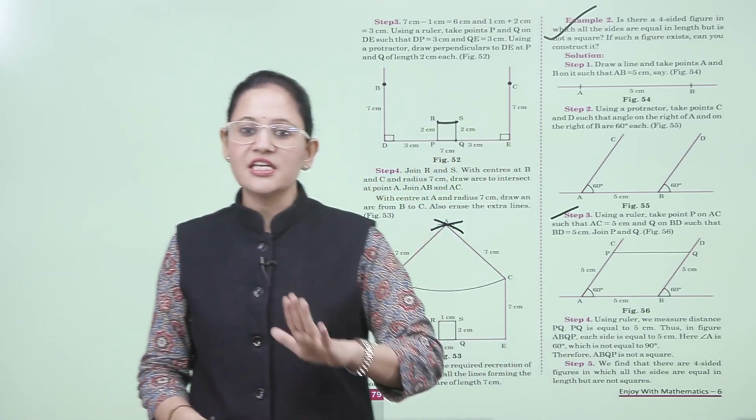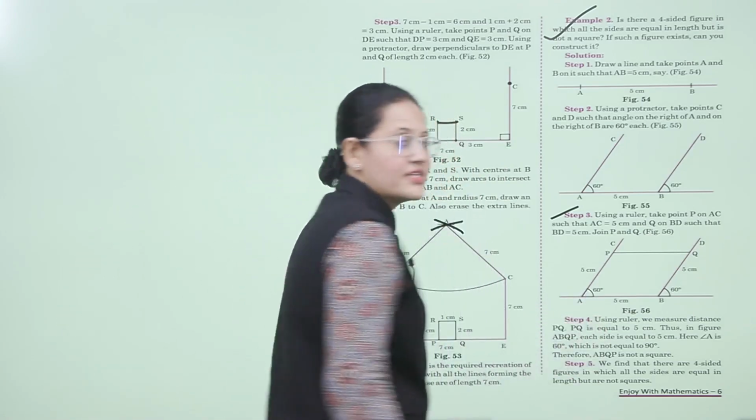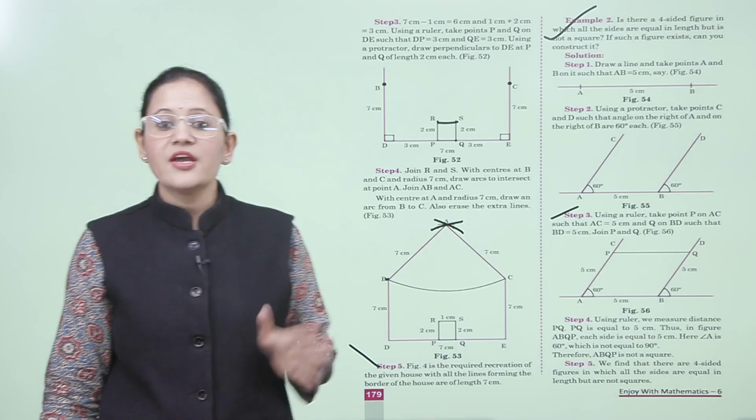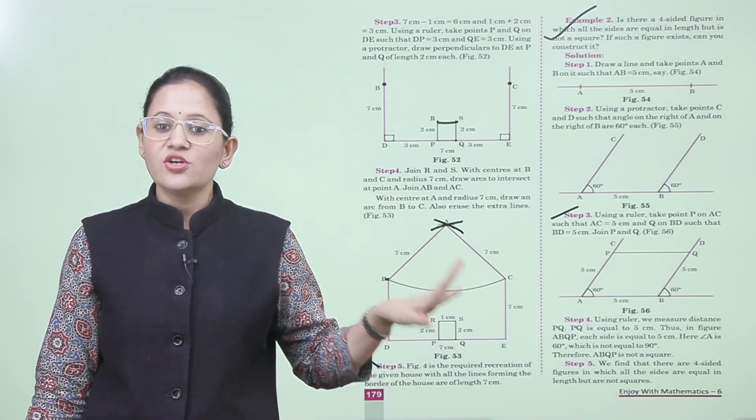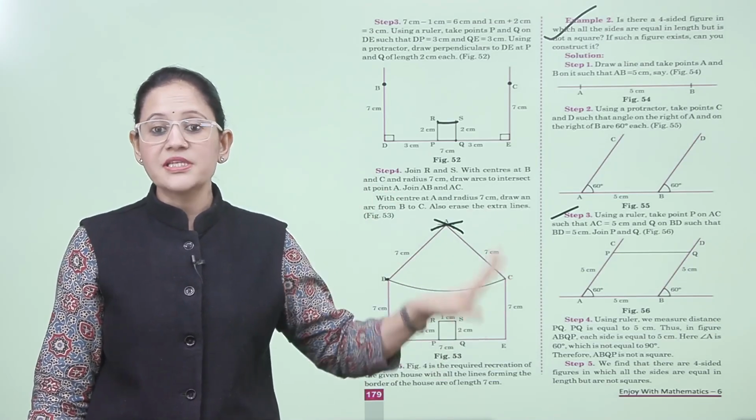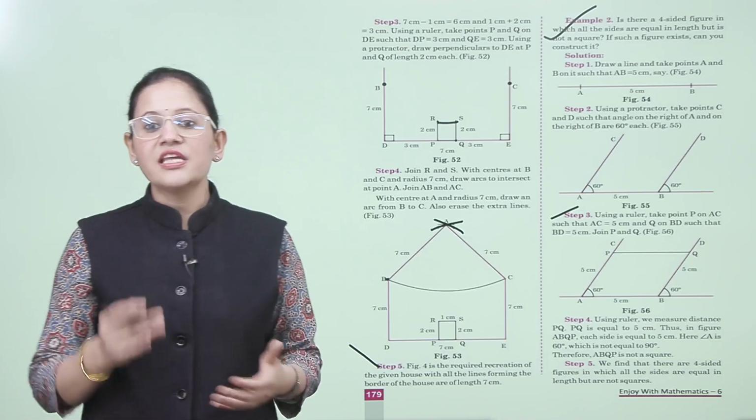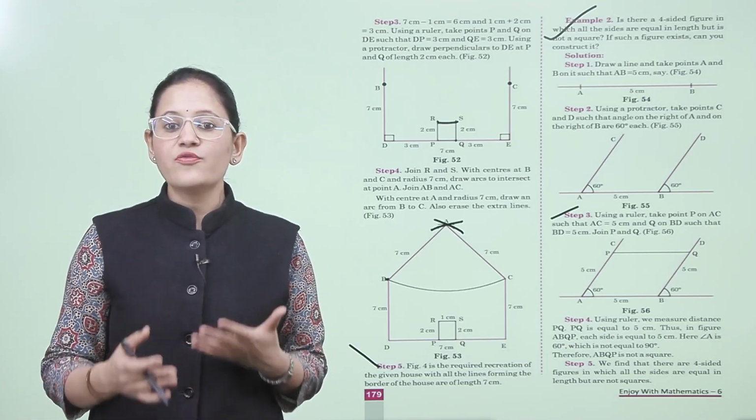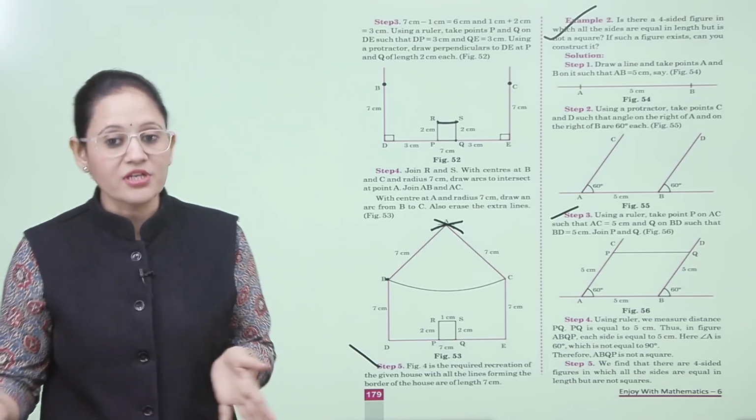Clear? All sides are equal, but here you can see the angle A is 60 degrees, which is not equal to 90 degrees. In a square, all the angles are 90 degrees. So this is a four-sided figure, but still it's not a square. We can find that there are four-sided figures in which all the sides are equal, but still it's not a square.